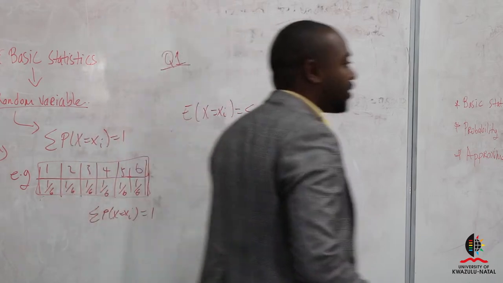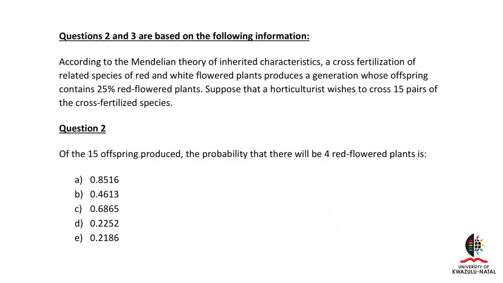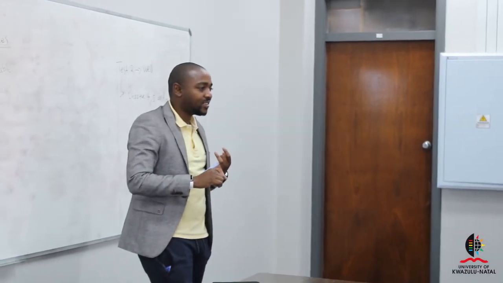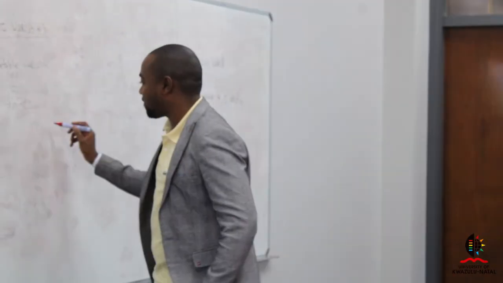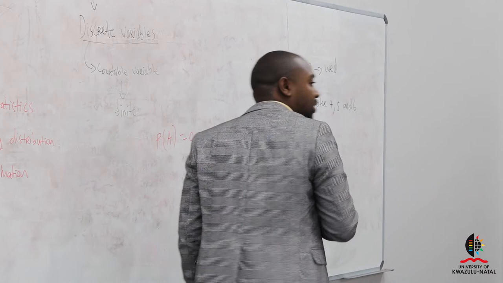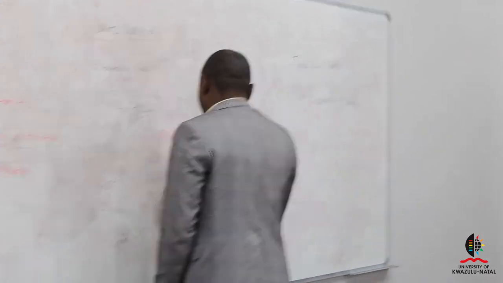So are we okay with question 1? Question 2? What's happening in question 2? Every time you see a question, you ask yourself, what chapter is this question from? Are we still in chapter 4? Where about in chapter 4? Probability distribution? Okay, where about in probability distribution? Binomial distribution. So you're telling me that you're given the probability of success and N. Then what is your probability? 0.25. What is your sample? 15. Okay, your N is 15.